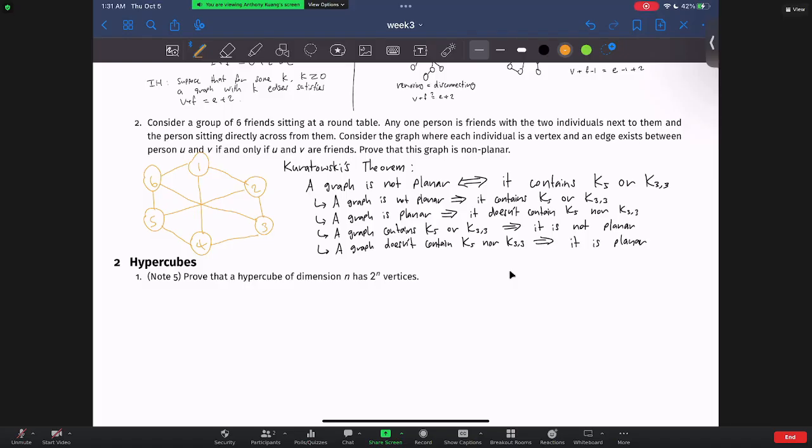And immediately we notice that we can actually partition this graph into 2 groups. So group 1 is going to be the green vertices, and group 2 is going to be the orange vertices. We notice that there are no edges between orange vertices, and also there are no edges between green vertices. So this is a bipartite graph.